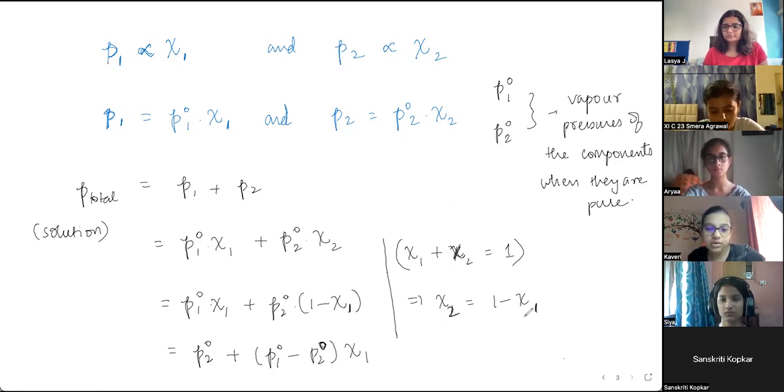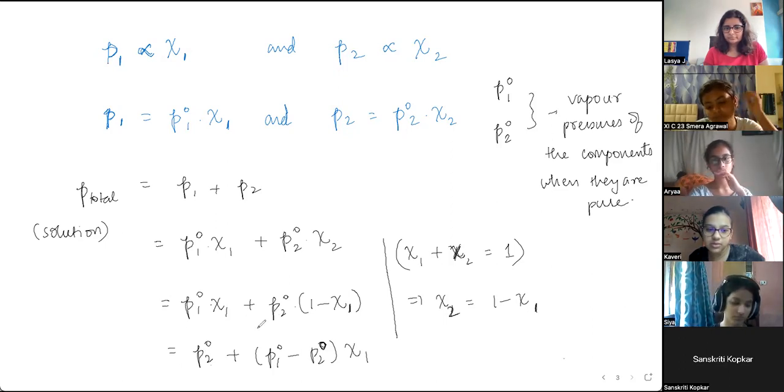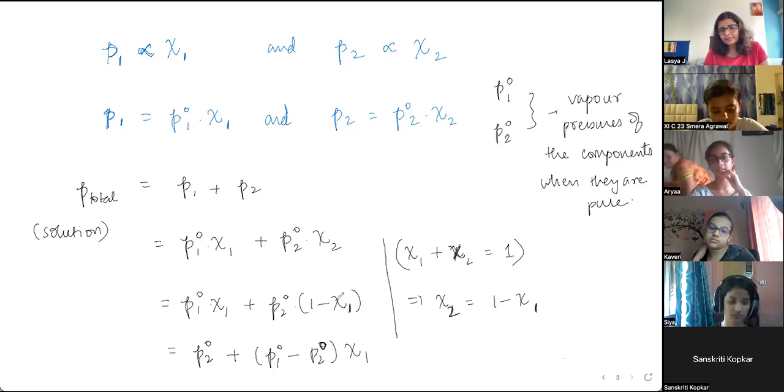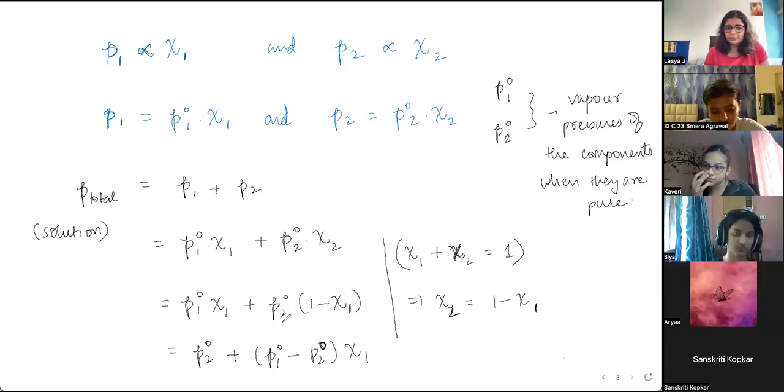What did you do in the third last step? Yeah, below that, this one. Just rearrange it. So P01 x chi1, P02 minus, open the brackets, then take P2 on this side and take x1 common, and then you get this. Just rearranging mathematics.